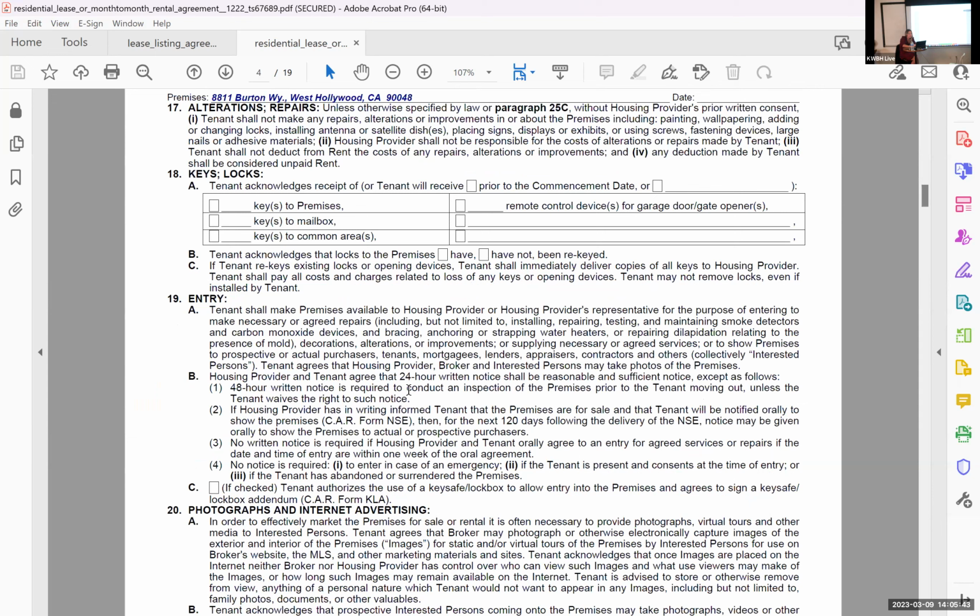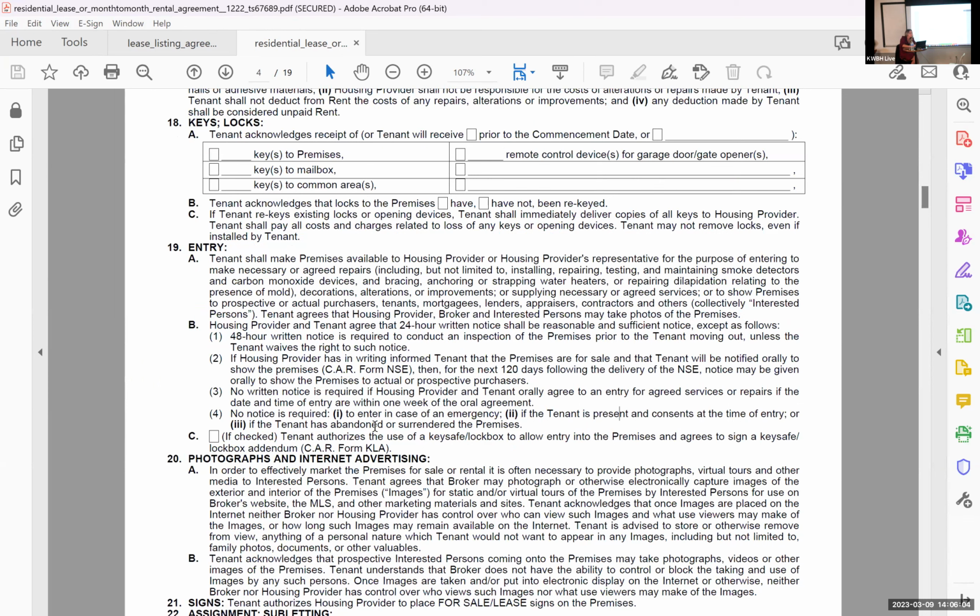Talks about entry, that 24-hour written notice is state law. Can something else be negotiated and written to the contract? Yes, it is non-enforceable though. It doesn't matter what tenant and landlord agree to. State law trumps any provision that we write. We cannot circumvent state law. Okay.